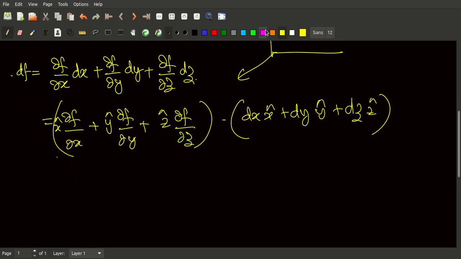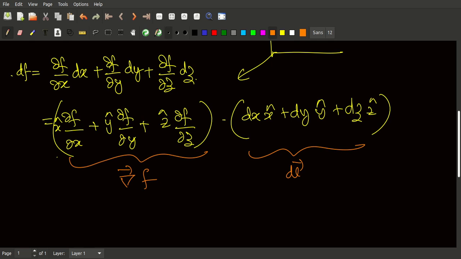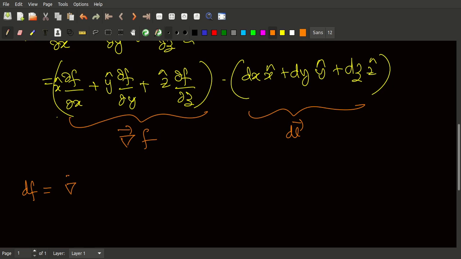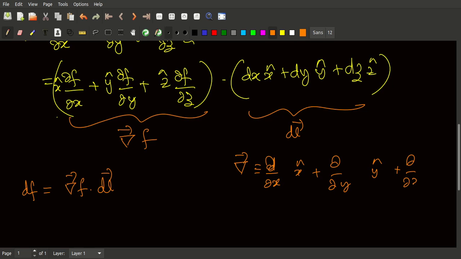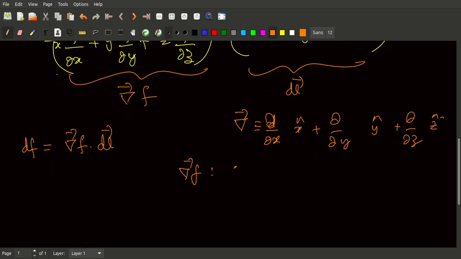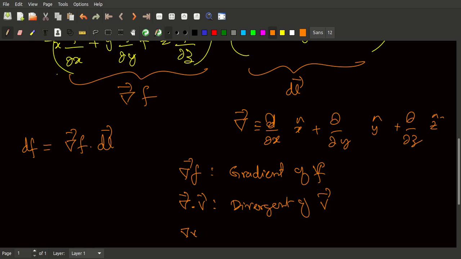Now I am denoting this with a different notation. This is called the gradient of f, and this is dl. So now we have df equal to gradient of f dot dl. This quantity we call nabla, which I define as del upon del x into x cap plus del upon del y into y cap plus del upon del z into z cap. This is your nabla operator. When it operates on a scalar quantity, we call it the gradient of f. When the nabla operator operates on a vector, we call it the divergence of the vector. And when it acts on a vector as a cross product, we call it the curl of the vector v.